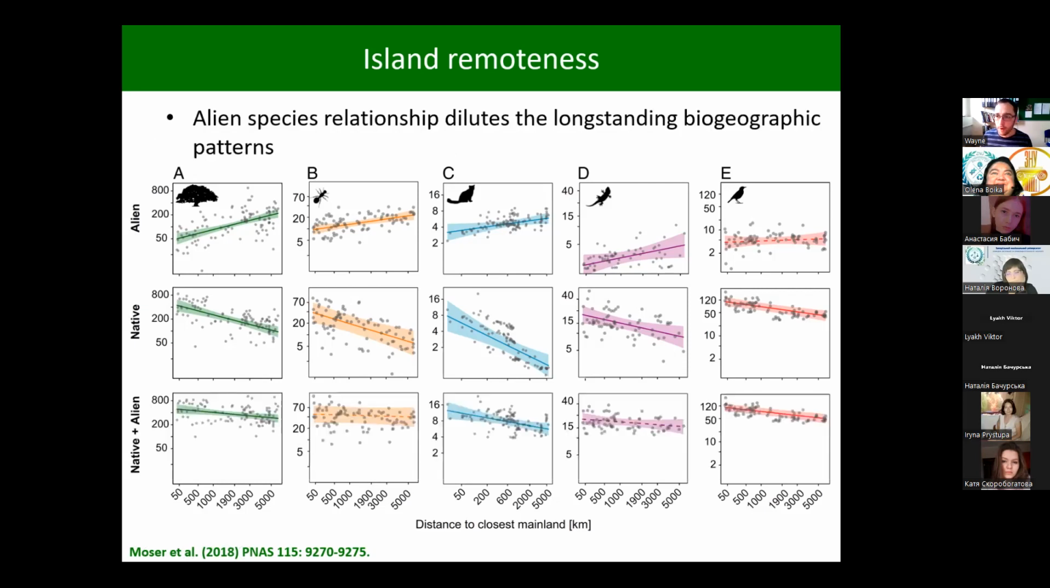And so then if you combine those two numbers together, you get the total number of species for those taxonomic groups. And what you can see is that by adding the aliens, you effectively dilute or even completely remove that classic island biogeography expectation. Okay, we no longer have that strong signal from biogeography of islands with the aliens present.